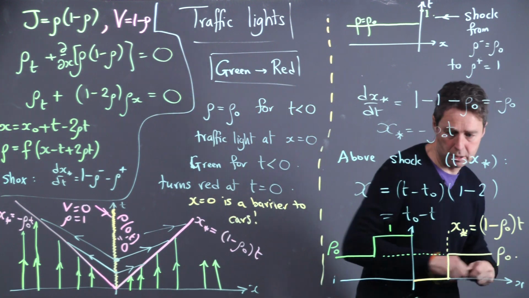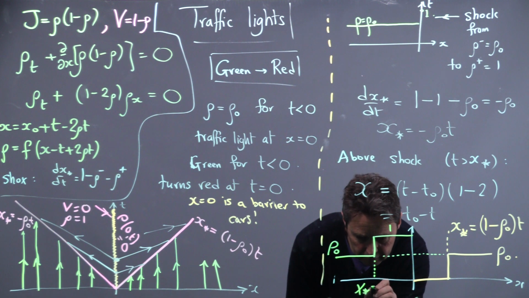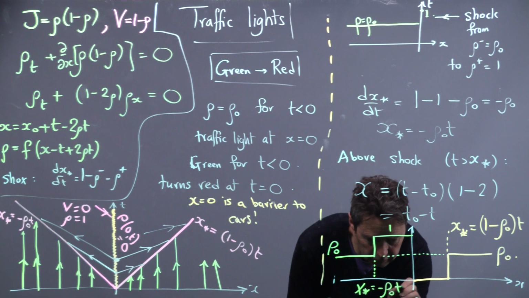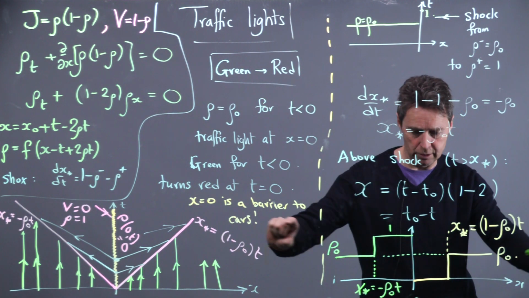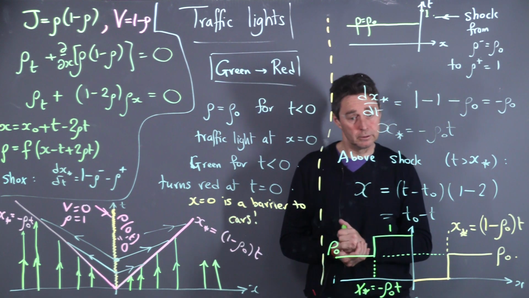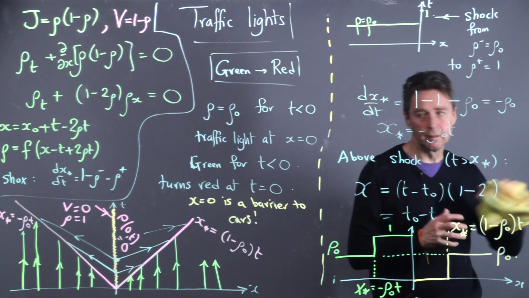And this position, that's x star is minus rho naught t. So as time progresses, these discontinuities just move off like that. So that's what it looks like. That's the green light, red light problem. Okay.